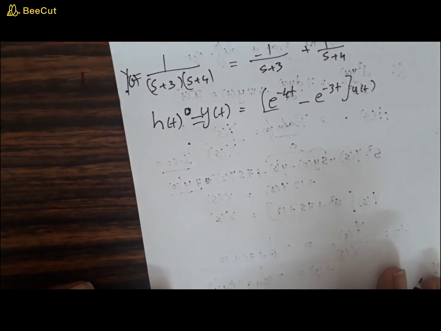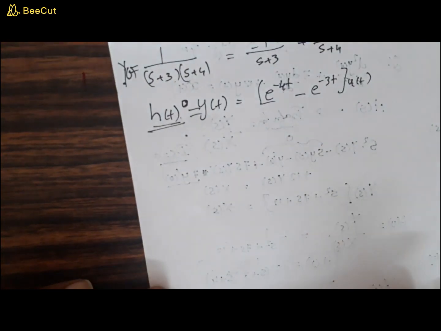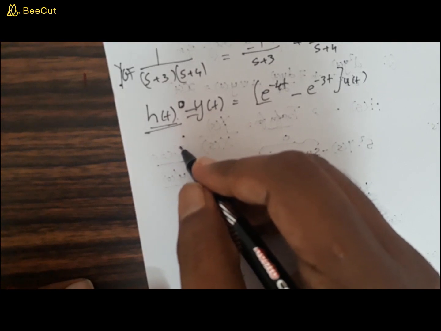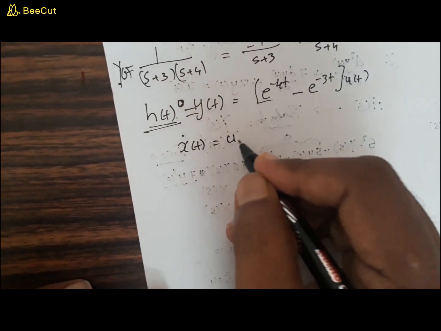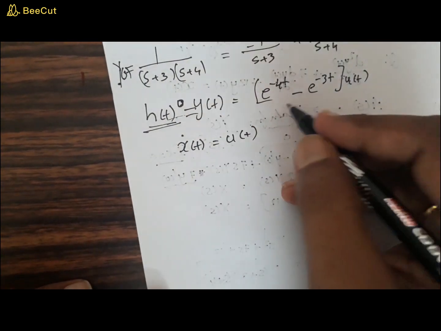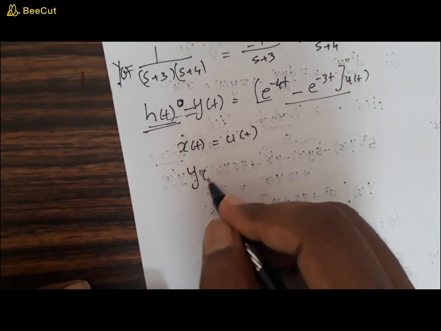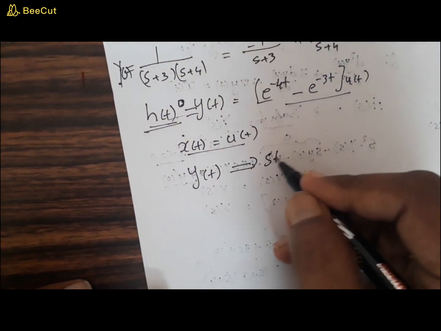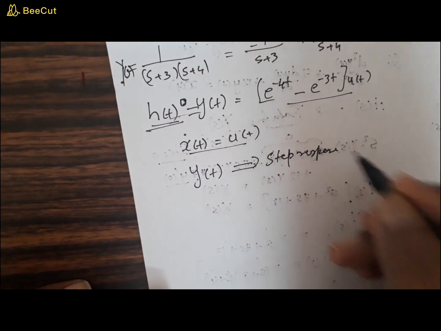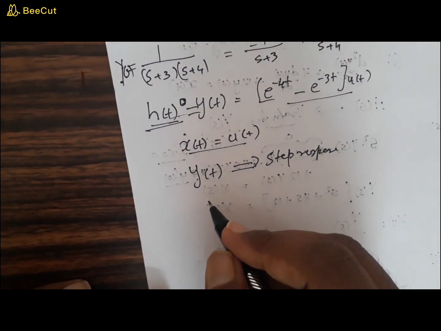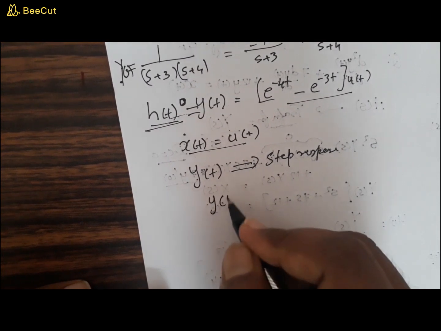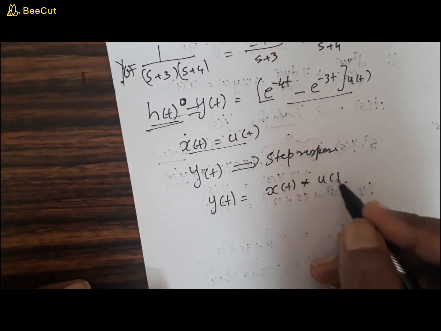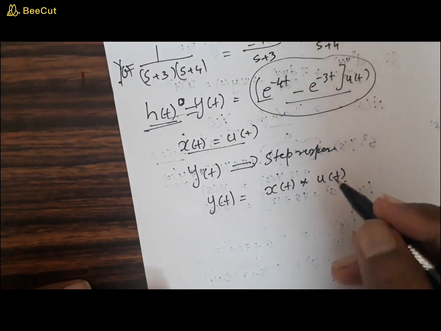Okay, now if you have the impulse response, how will you find out the step response, for example? Now if the input is given as u of t, and h of t is given, how will you find out your new y of t? That is actually your step response. The step response is nothing but y of t equals x of t star u of t. That means you have to convolve this signal with respect to u of t.